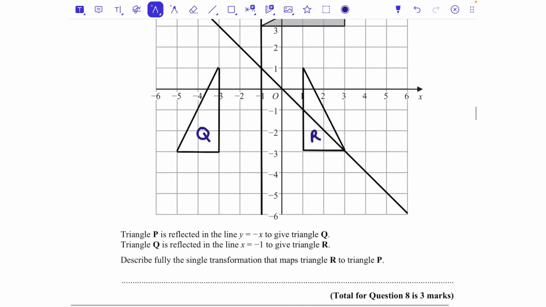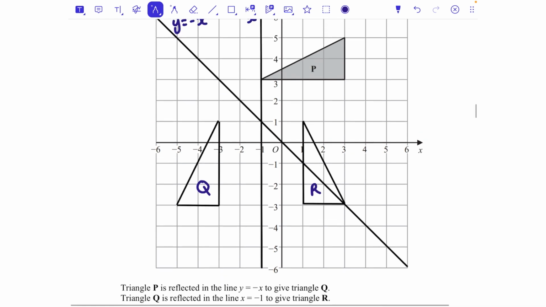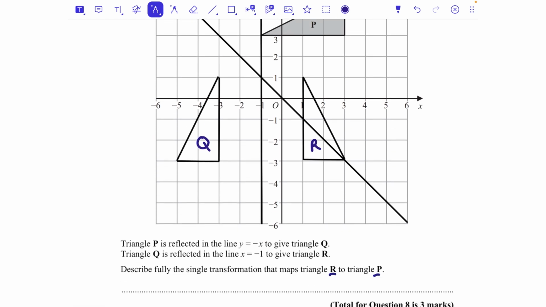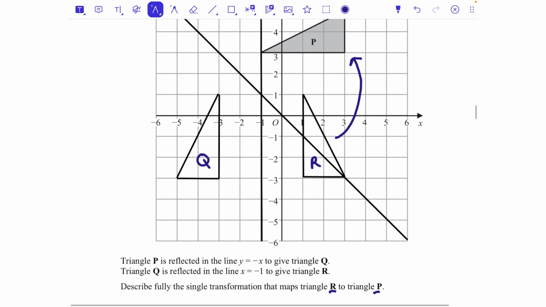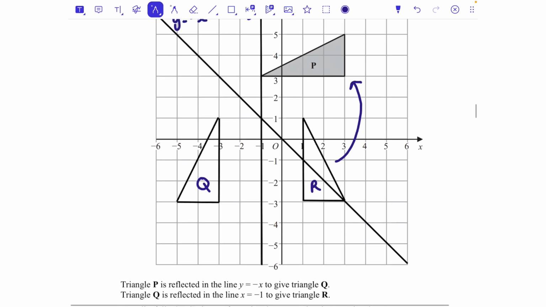It then says, describe fully the single transformation that maps R to P. So be very careful, R to P, not P to R. So we're trying to go from R to P. And hopefully you can see that that has rotated. So you've got 4 transformations: reflection, enlargement, rotation, and translation. If you are asked to describe fully the single transformation, you are allowed to pick one of those words and one only. As soon as you write more than one, you will lose all marks. So pick one carefully. Here we can see that that has been rotated.